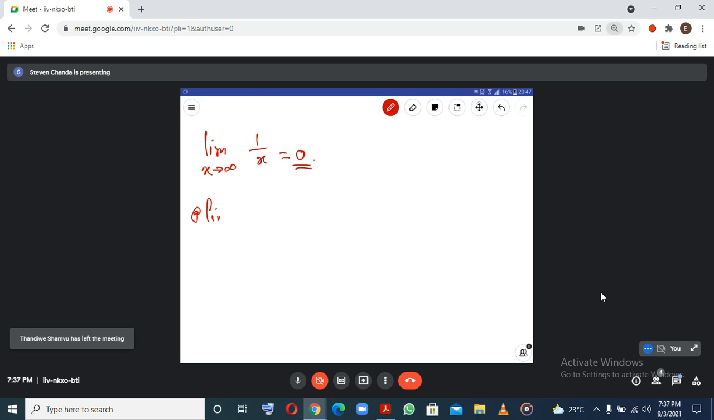Okay, so limit as x goes to positive infinity, then you've got 5x plus 2, then there. So okay, let me write it properly.